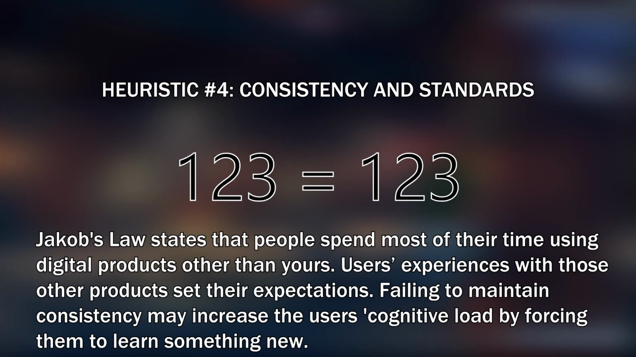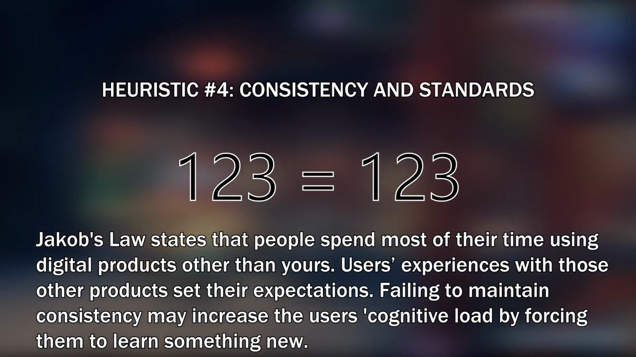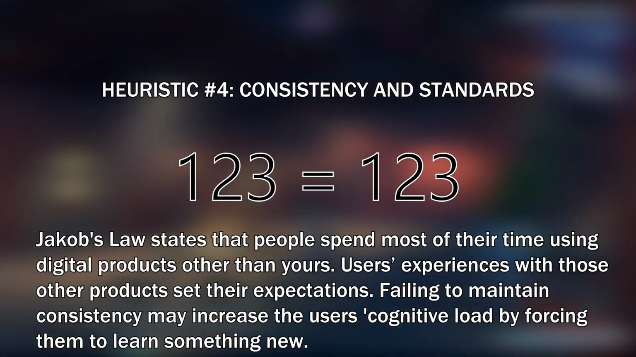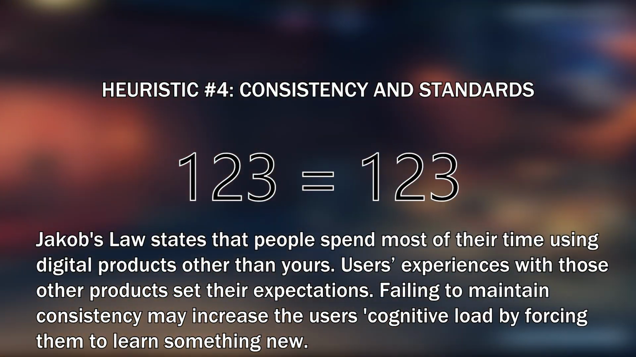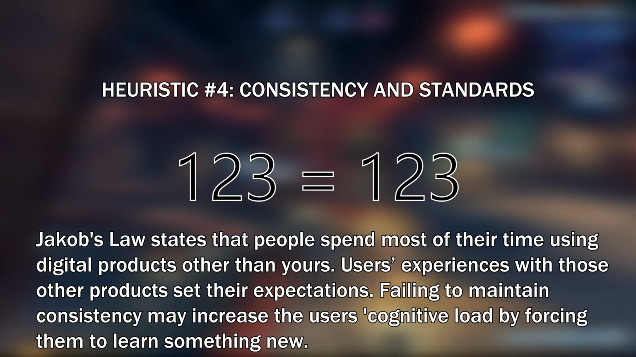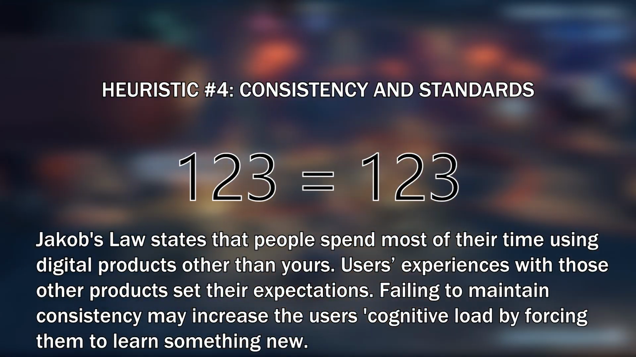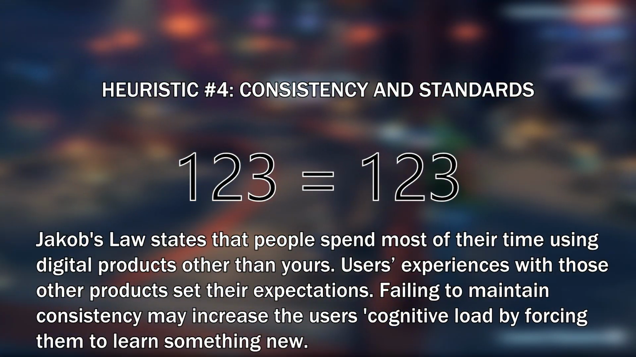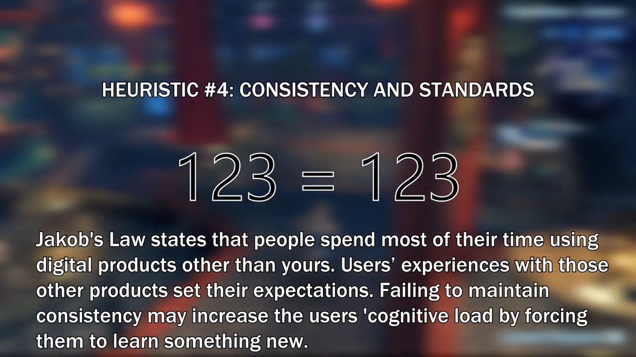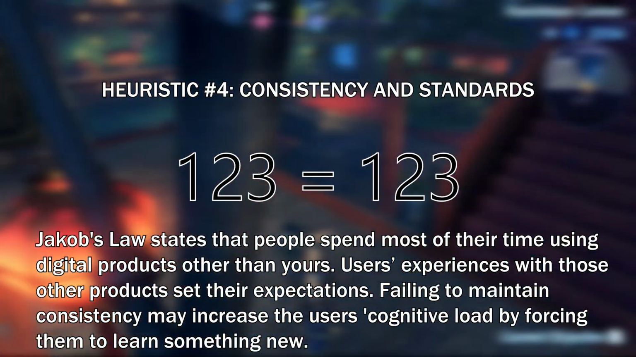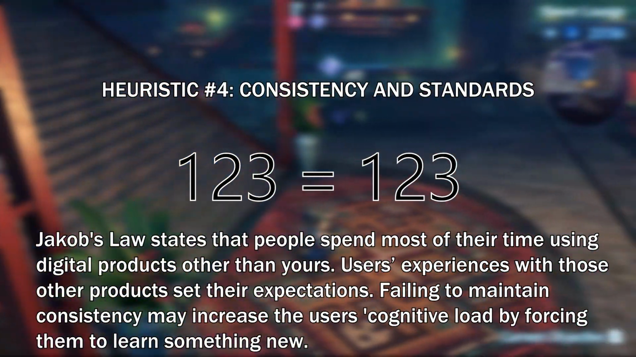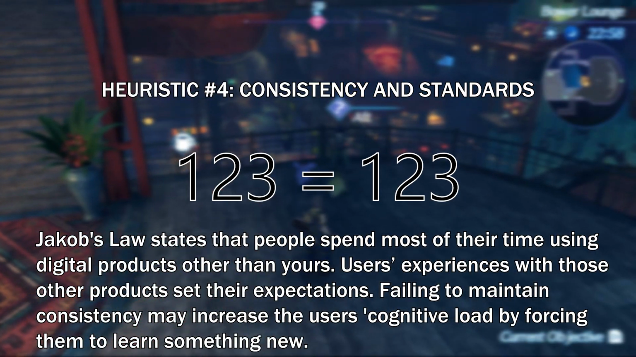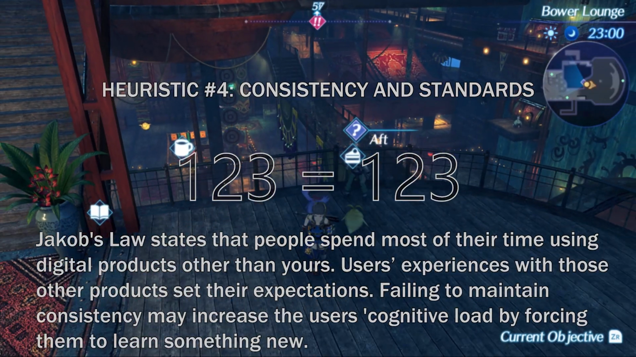Heuristic 4 is consistency and standards. Jakob's law states that people spend most of their time using digital products other than yours. Users' experiences with those other products set their expectations. Failing to maintain consistency may increase the user's cognitive load by forcing them to learn something new.